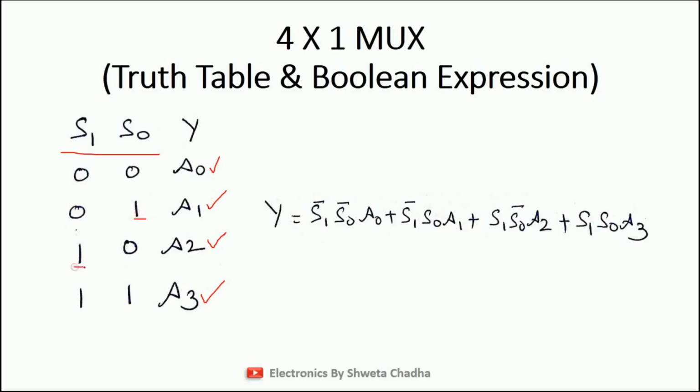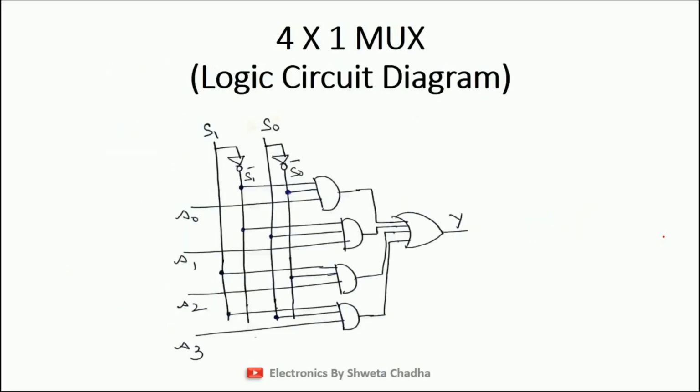Next is S1, S0 bar, A2. And the last one is S1, S0, A3. So you can compare the same Boolean expression which I have just informed you with the help of truth table. So it actually becomes very easy to write down the Boolean expression just by looking at the truth table. Now the next is logic circuit diagram.